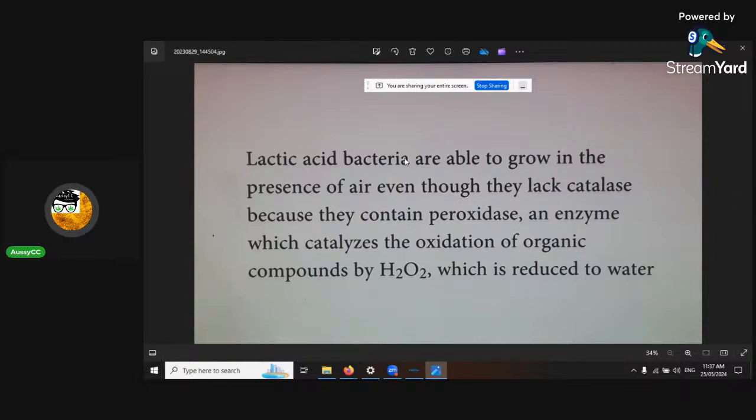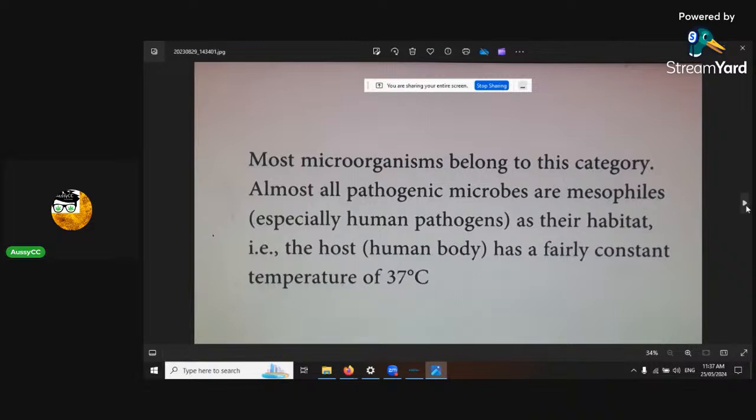What's this? Lactic acid bacteria. LABs are able to grow in presence of air, even though they lack catalase, because they contain oxidase, which is an enzyme which catalyzes the oxidation of organic compounds like peroxide, hydrogen peroxide. Most microbes belong to this category.